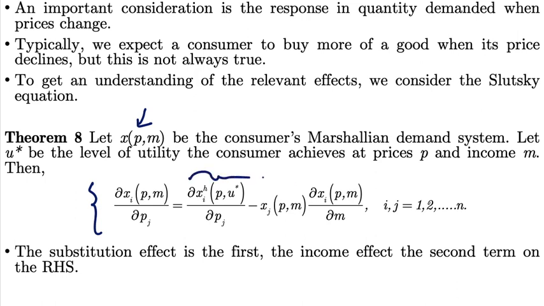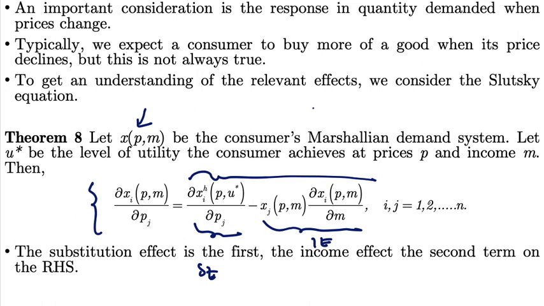So we get this. You can see here it is equal to the partial derivative of Hicksian demand of good i with respect to price of good j, minus Marshallian demand of good j multiplied by the partial derivative of Marshallian demand of good i with respect to income, such that i and j are goods from 1 until n. After the equal sign, the first term is what we call the substitution effect, and after the minus sign is what we call the income effect.